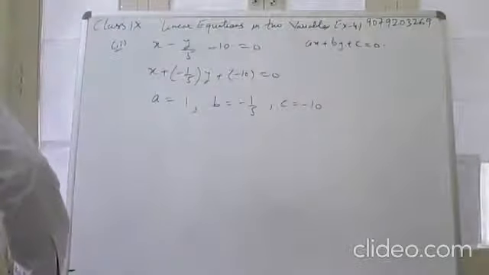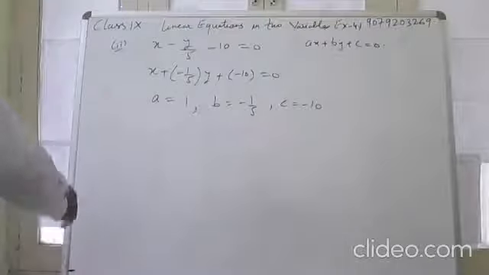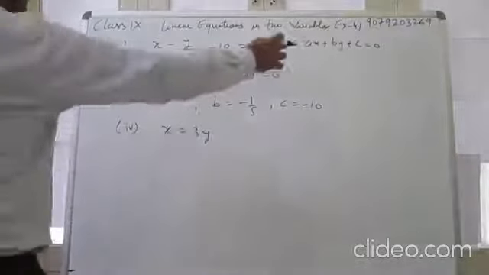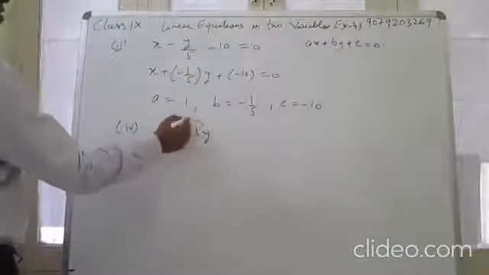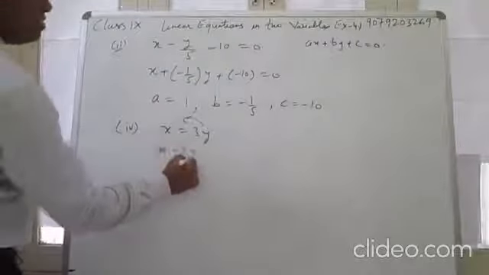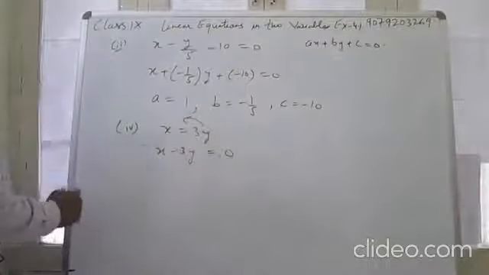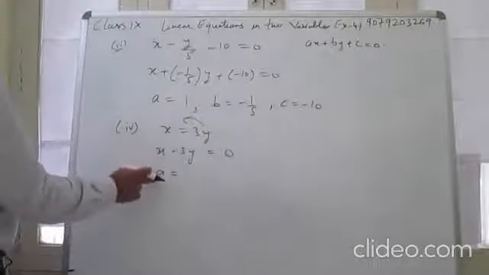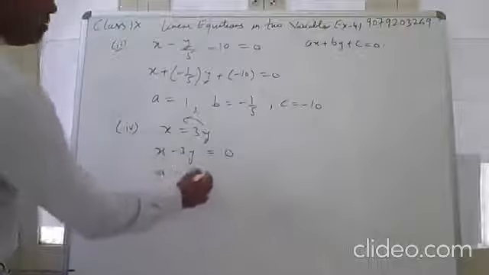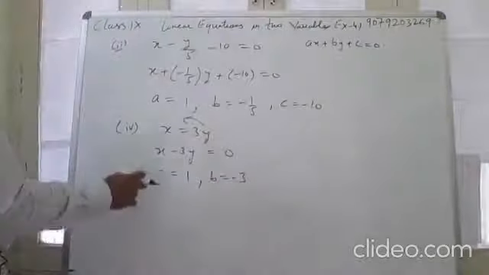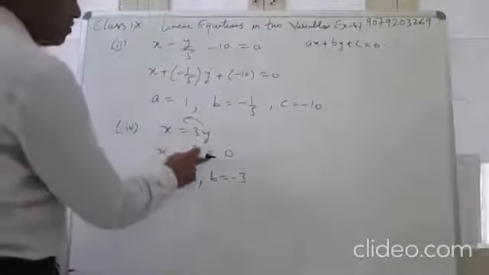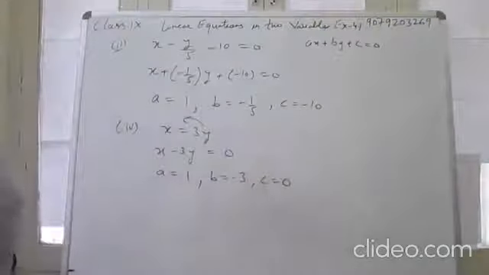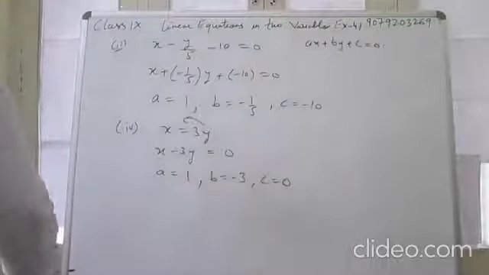Another part I will take, x is equal to 3y, that is the fourth part. x is always positive, so turn y to this side, so x minus 3y is equal to 0. What is the coefficient a? The coefficient of x is a. a is 1. b is minus 3. You see here, what is c? There is no constant term, so what will we do? It is 0.